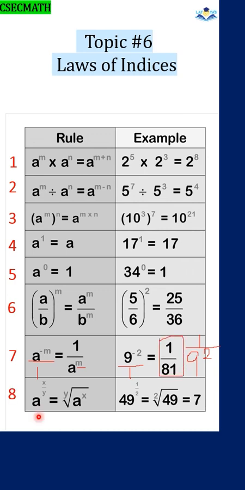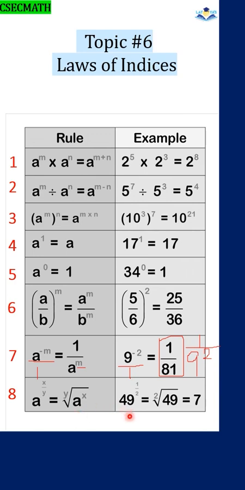Let's look at rule number 8. When the index is a fraction, the denominator is the root of the number or the letter in this case. Okay, and then we raise the answer to the power of the numerator. Now let me demonstrate this.